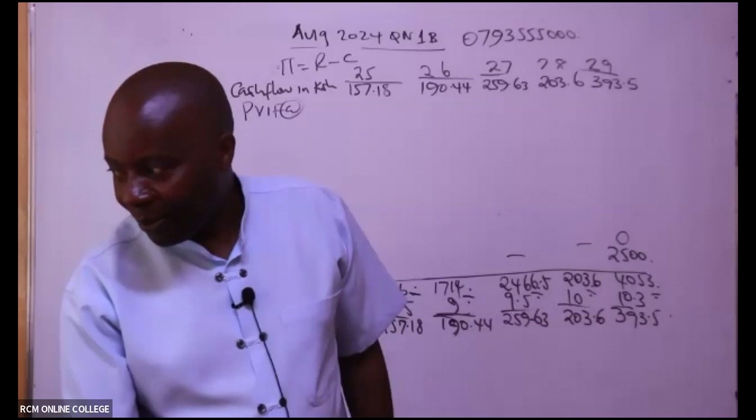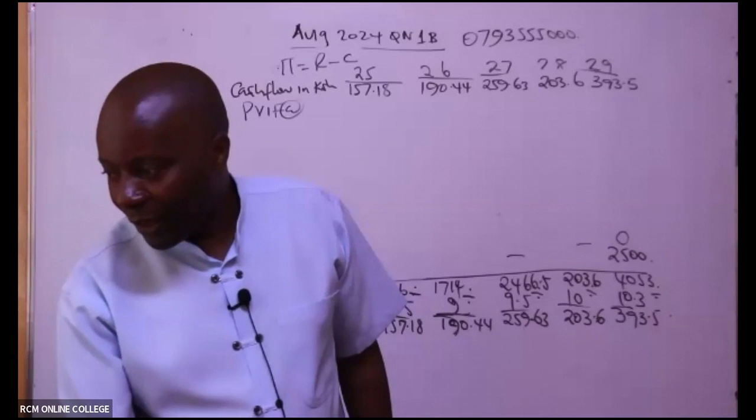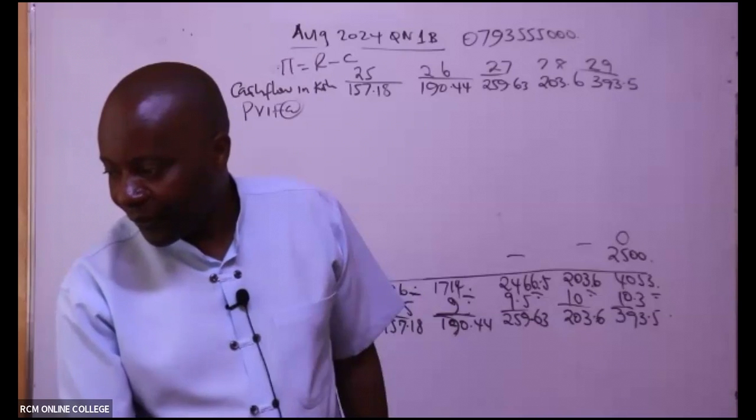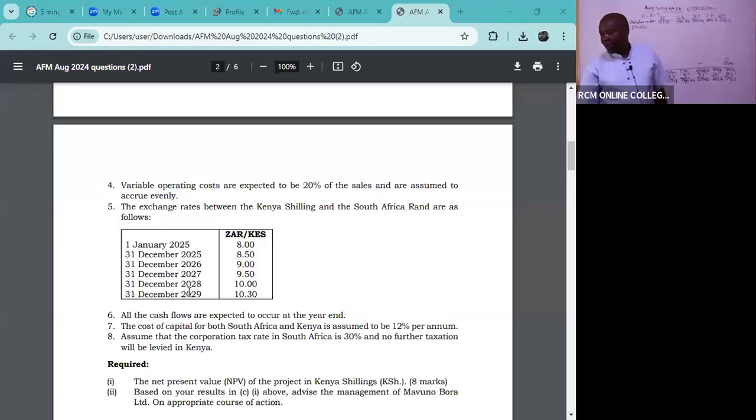PVF at the cost of capital provided. So I just want to get the cost of capital provided. In this case, we are told the cost of capital for both South Africa and Kenya is assumed to be 12% per annum.